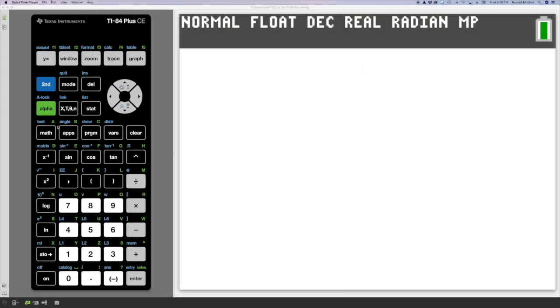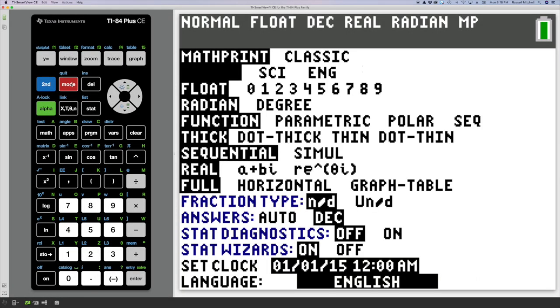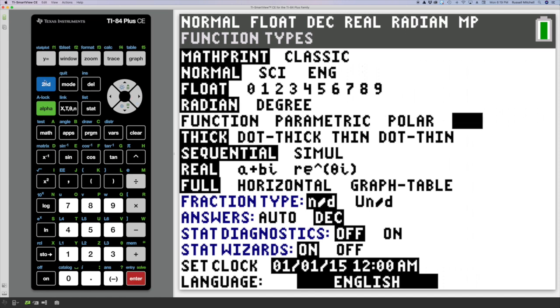So the very first thing we want to do is press the mode button on our calculator, and we want to make sure we're in sequence mode. So we want to come over here about the 5th line down. We don't want function highlighted, we want sequence to be highlighted. So press enter on that, then we can quit.